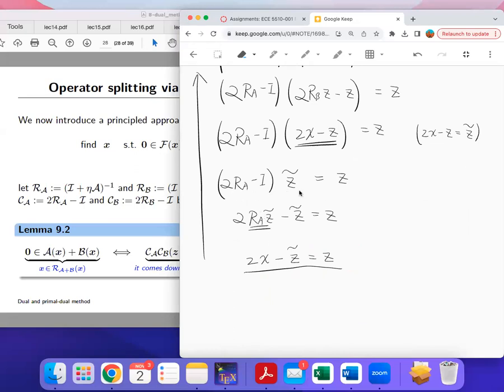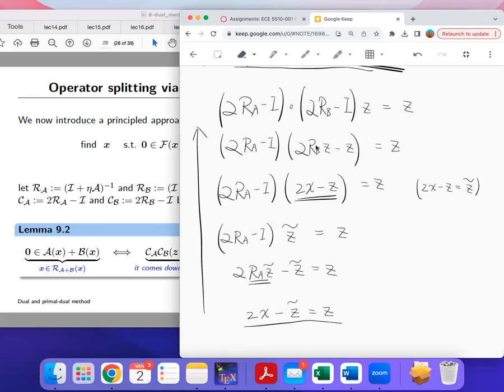And then this can be organized in this way. And moreover, z tilde is given by 2x minus z, right? And furthermore, x is given by RBZ. So eventually we get to this fixed point equation. So it is not easy to get. It is not easy to construct such a fixed point. Very, very tricky.